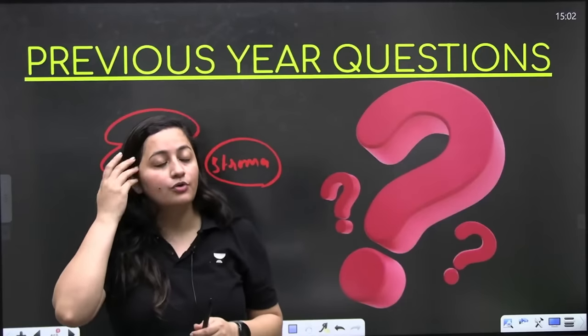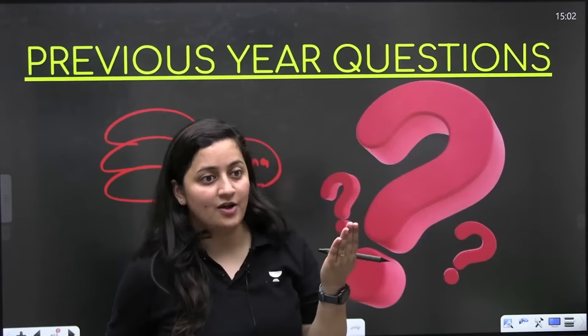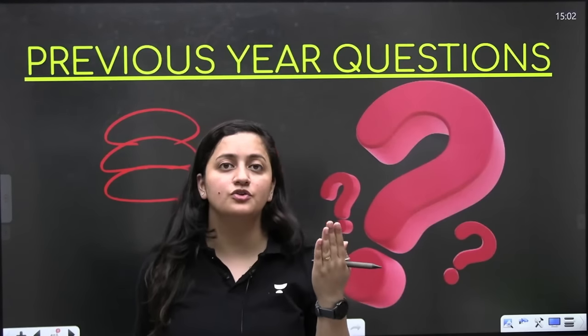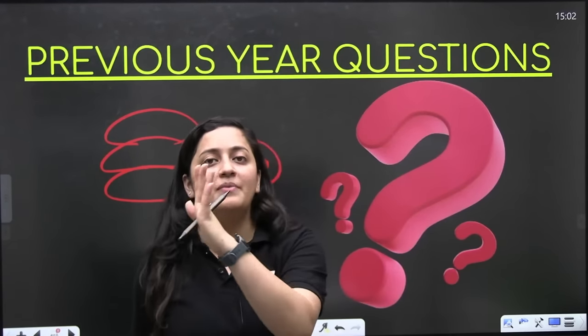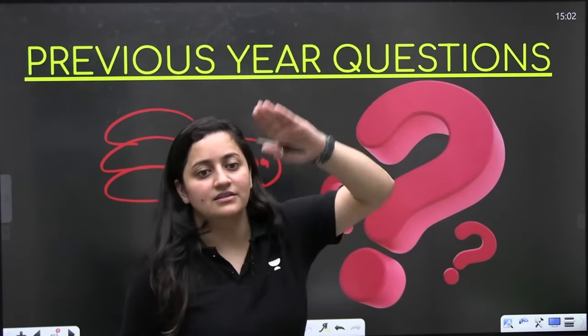Rubisco is no doubt having more affinity, and Rubisco will prefer carbon dioxide. But if the concentration of carbon dioxide in the atmosphere is less, then it can bind with oxygen also. So when Rubisco binds with oxygen, it leads to photorespiration.